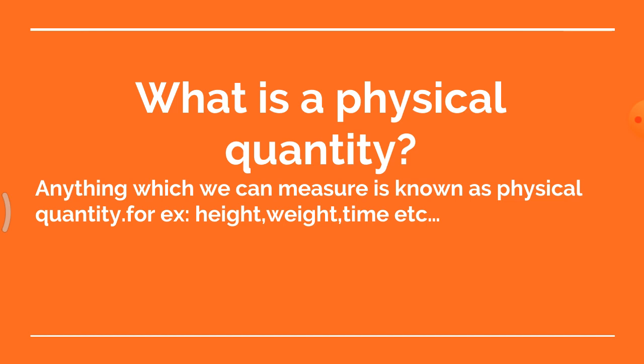What is a physical quantity? Anything which we can measure is known as a physical quantity. For example, height, weight, time, etc. Our sadness, our feelings, our happiness, we cannot measure with any measuring instruments. So, they are not physical quantities. So, a physical quantity must be measurable with an instrument.